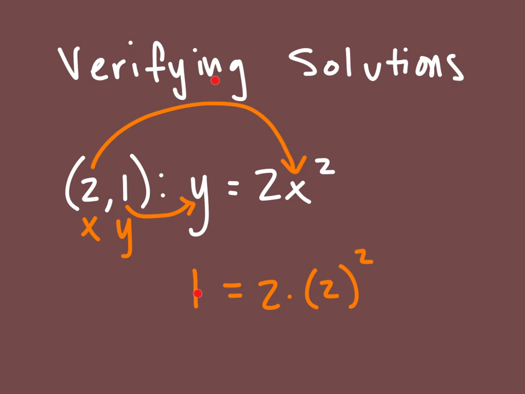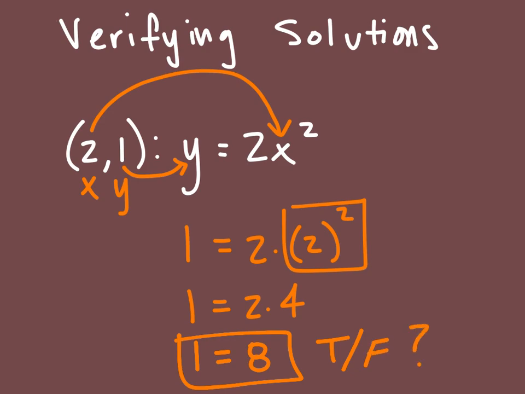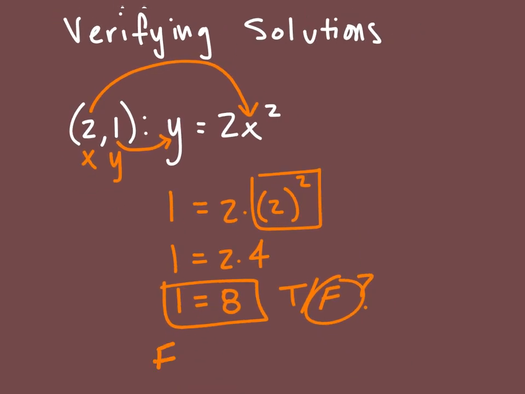Okay, so we're going to get 1 is equal to 2 times. Now, if I take 2 squared, that's 2 times 2, which is 4. So then I want to say, is 1 equal to 2 times 4, which is 8? Is this true or false? Is 1 equal to 8? No, that's false.